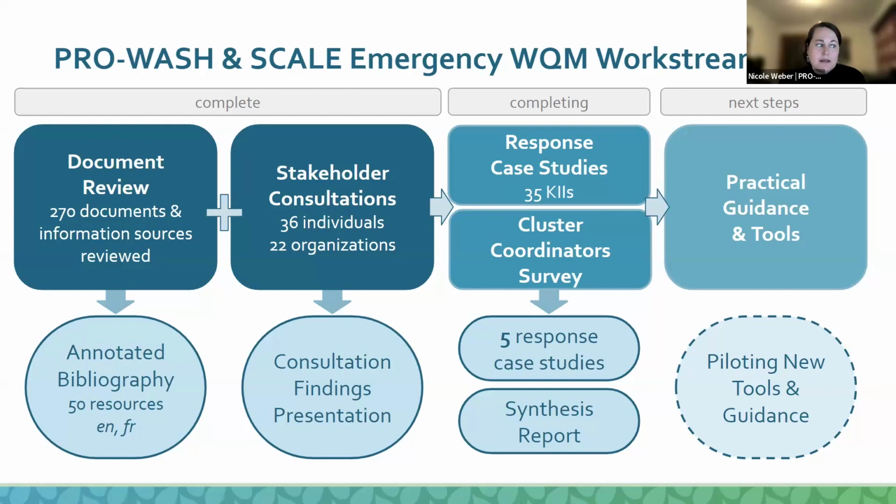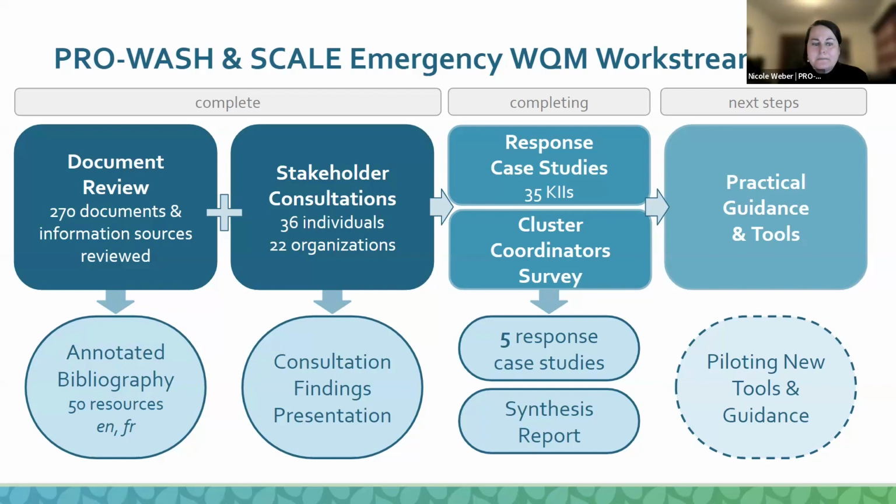So these 5 humanitarian case studies are currently being drafted. They included 3 with the WASH clusters in South Sudan, Ukraine, Burkina Faso, and the WASH sector in Cox's Bazar and Nigeria. So one of the outputs from this first phase was a quick guide to existing resources on emergency drinking water quality monitoring and resources that could be applicable to emergency settings.